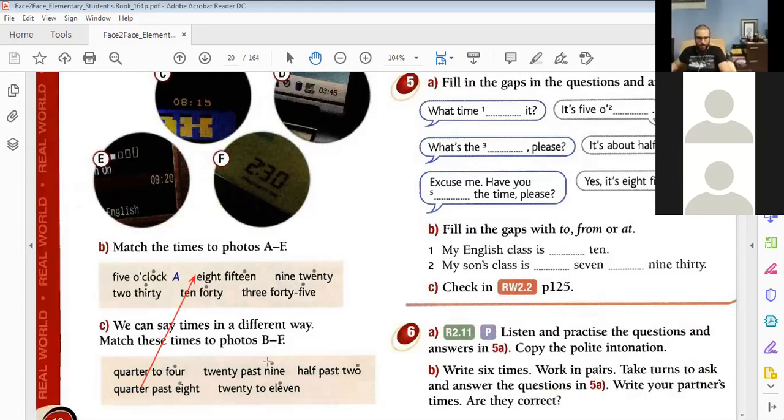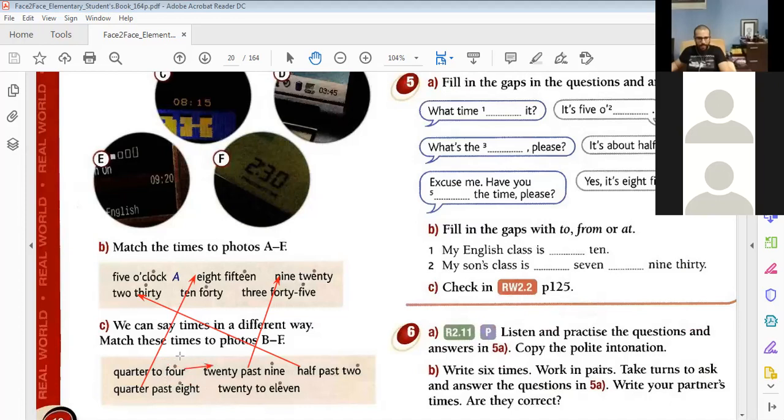What about 9:20? Which one is 9:20 in this box? 9:20. All right, correct. What about 2:30? 2:30. Half past two. Right. What about 10:40? Which one is 10:40? 4:45. Okay, what about 4:45? In Arabic, it means 4:45. Correct. 3:45 is the one that is 4:45, because there's still a quarter of an hour to 4, right?